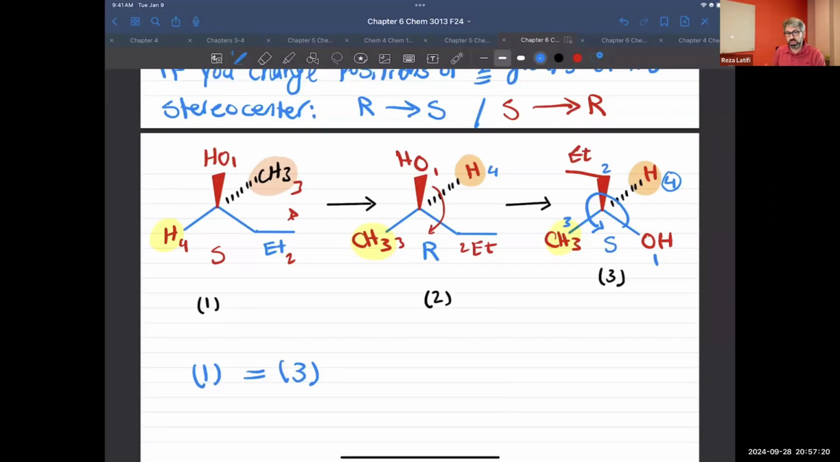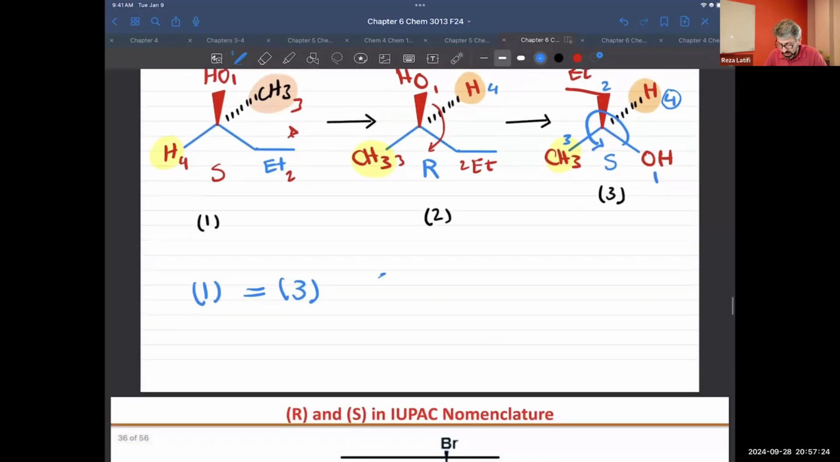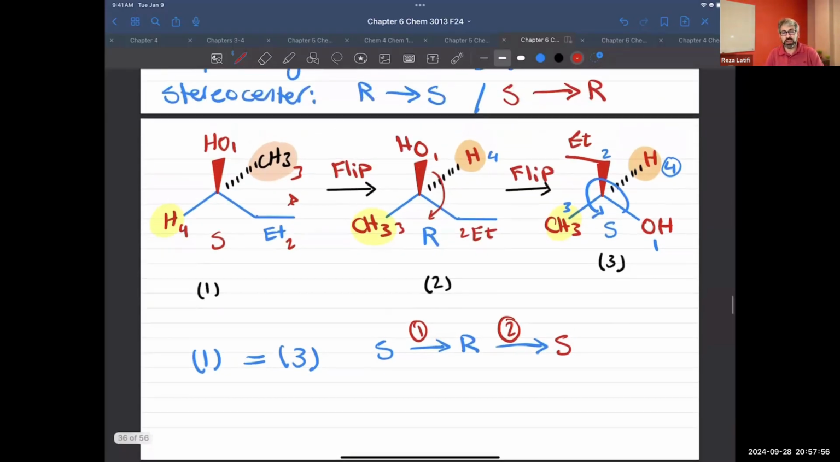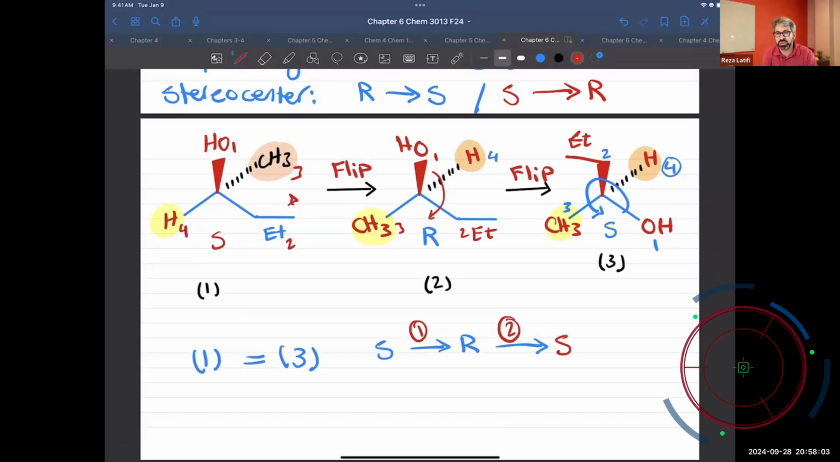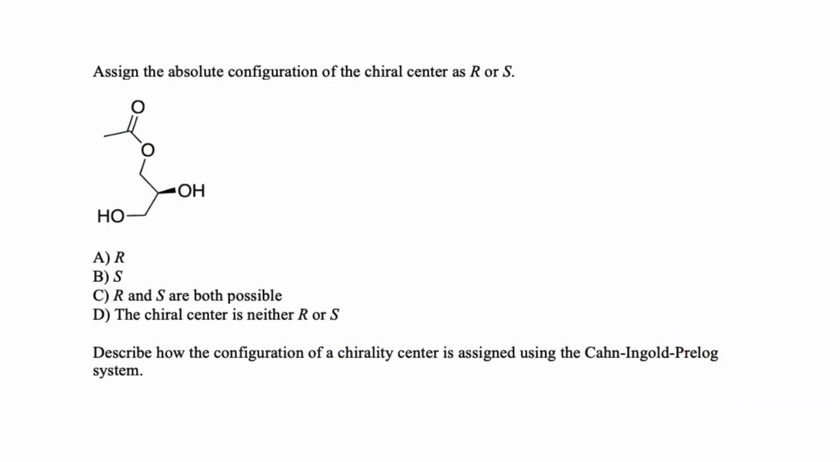If you do it 1 time, the configuration will turn from S to R. And if you do it a 2nd time, R must turn to the opposite configuration, so R is going to turn to S. Because I changed the position of the substituents twice, I'm going to get the original configuration. So the 1st time we flipped, the configuration was there, and this is the 2nd time. This is the proof that the configuration of the starting molecule is S. And number 3 is showing you that the configuration of the starting molecule is S.